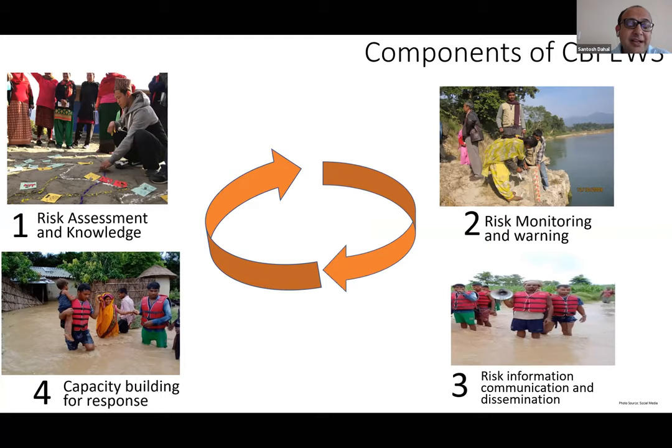what kind of hazards they have been affected by in the community over the last 30 years. After that, we also do training and capacity building, risk monitoring and warning, and risk information communication and dissemination. Another is capacity building. These are the four components in the early warning system, and I will share one by one what we do at the field level.